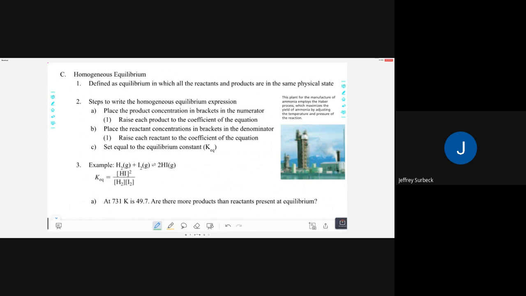Now, if we have a K, which Dylan brought up a very important point, this is at 731 Kelvin. Our ginormous K is 49.7. Is that bigger than 1 or smaller than 1? Bigger. So what dominates, products or reactants? Products dominate. What that means is there's more products in the reactor. That's what it's interpreting. Questions? All right, let's go through this.